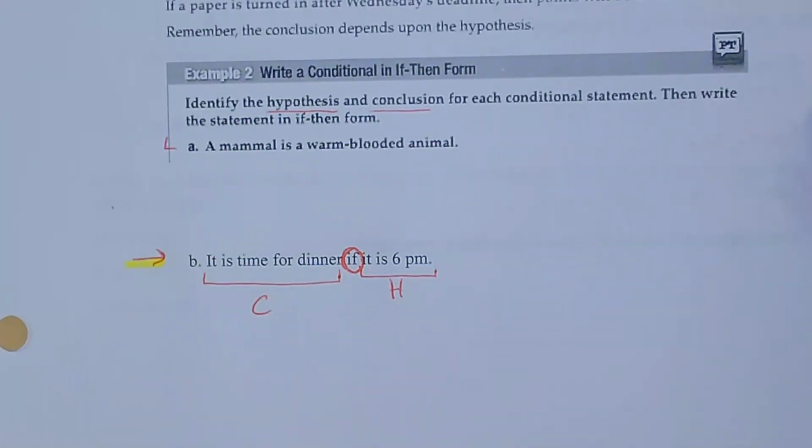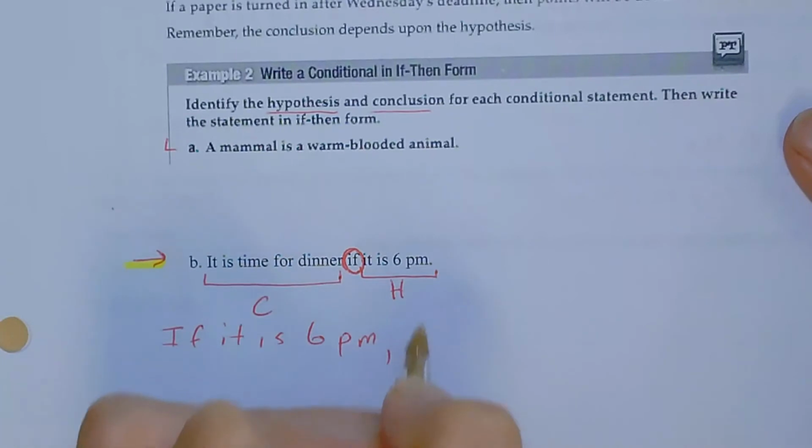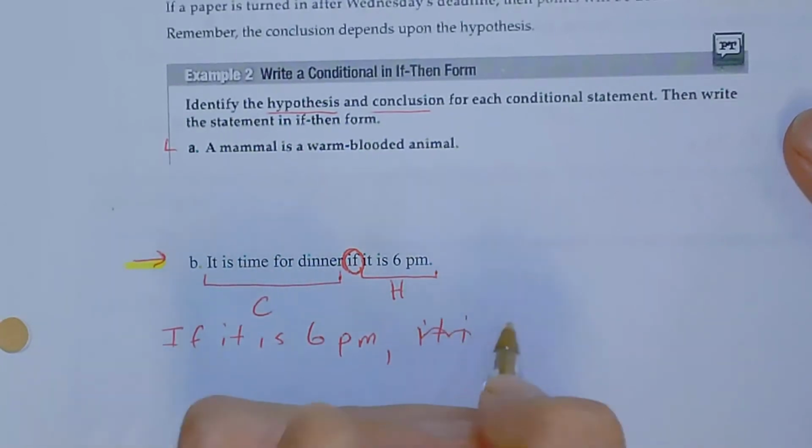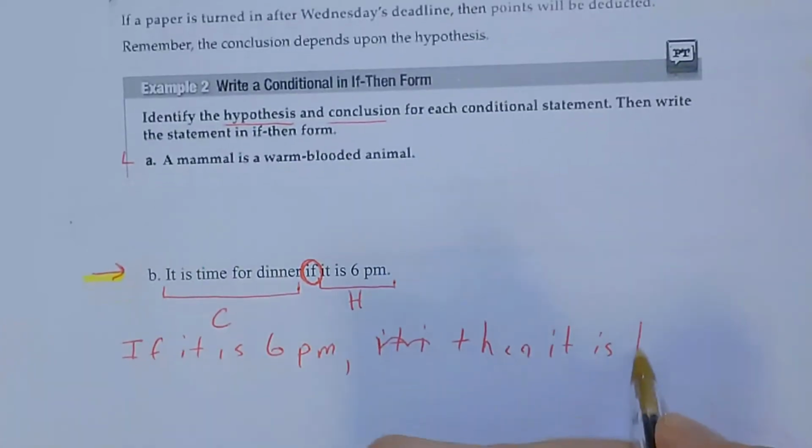So now we're going to write this in if-then form. If it is 6 p.m., comma, then it is time for dinner.